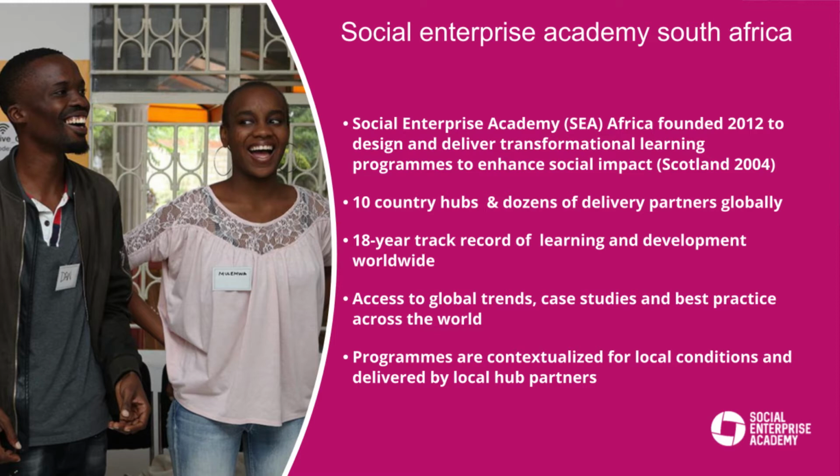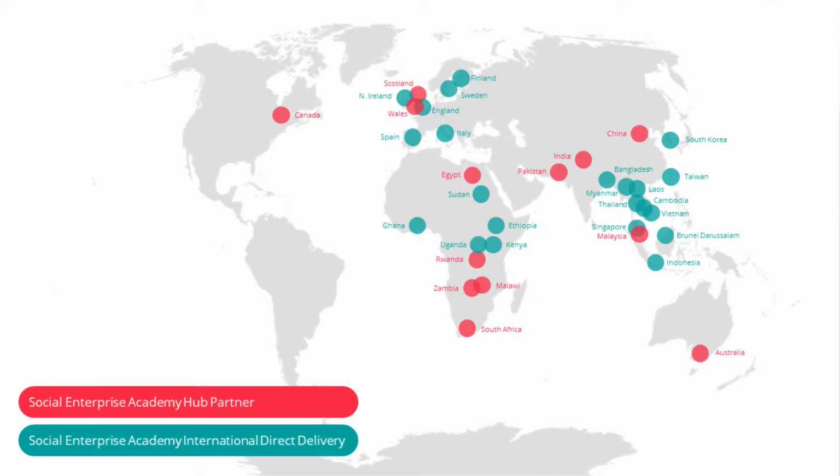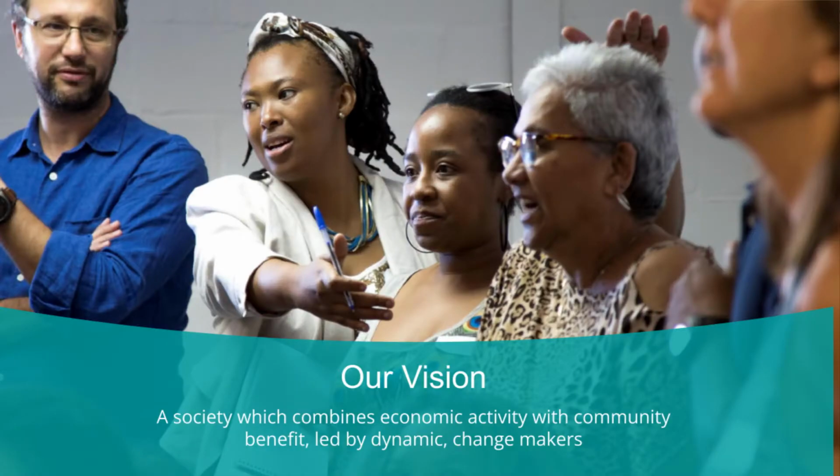So our programs are all contextualized for local communities and conditions, and it's delivered by local hub partners around the world. So we know that there are incredible people around the world delivering social and environmental impact, and we know that the leaders of those organizations need support to enhance the impact. So this is just a snapshot of what we do around the world and our delivery partners around the world. So our vision is to combine economic activity with community benefits led by dynamic change leaders around the world.